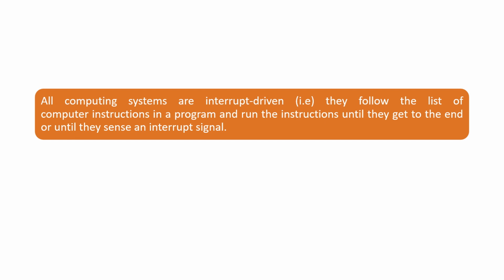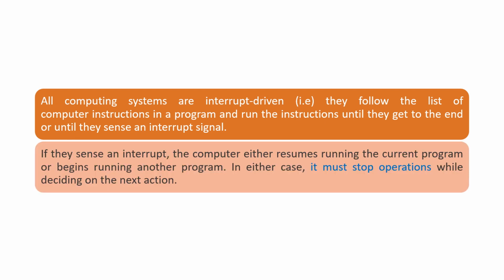Now, all computing systems are interrupt driven. That is, they follow a list of computer instructions in a program and run the instructions until they get to the end or until they sense an interrupt signal. Until they sense an interrupt signal, they will follow the execution of all the instructions. If they sense an interrupt, the computer either resumes running the current program or begins running another program. In either case, it must stop operations while deciding on the next action.